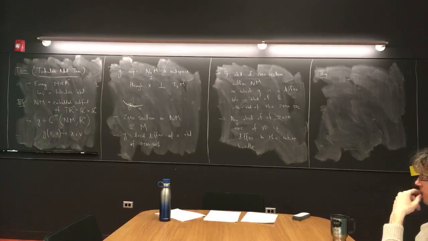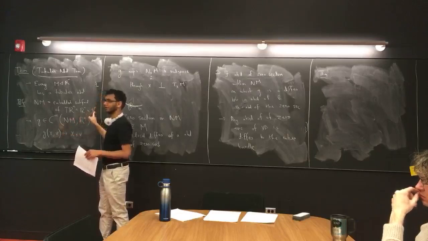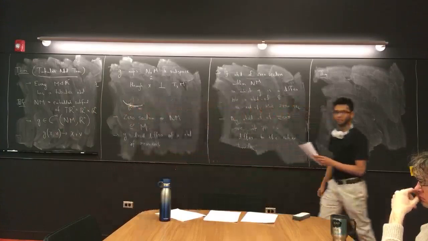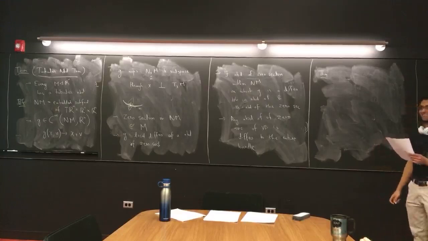Wait, you're not adding a 2n. We're writing R2n as Rn cross Rn, and then x is an element of Rn, v is an element of the second copy of Rn, and you're adding those two together. You wrote the notes. You wrote this proof. Yeah. All right.